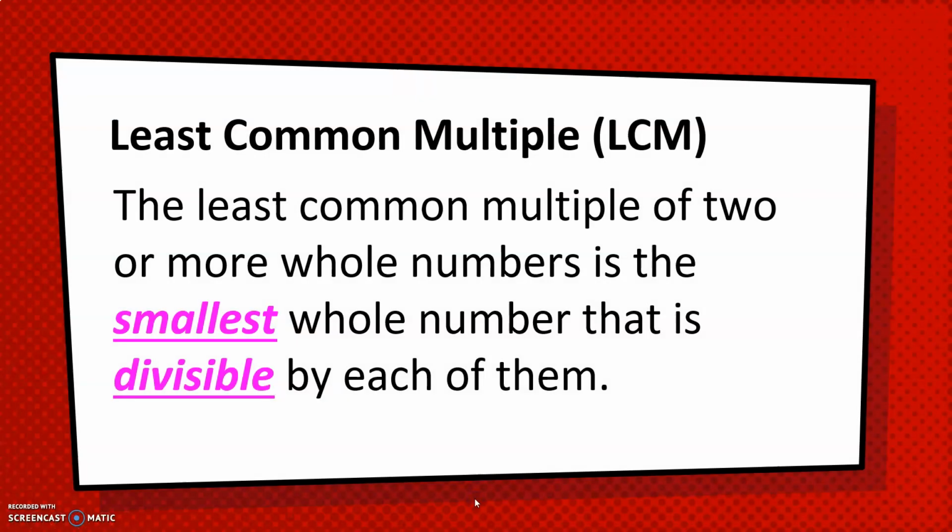We're going to look at the least common multiple, or the LCM. The least common multiple of 2 or more whole numbers is the smallest whole number that is divisible by each. So it's the smallest number that both the numbers go into.